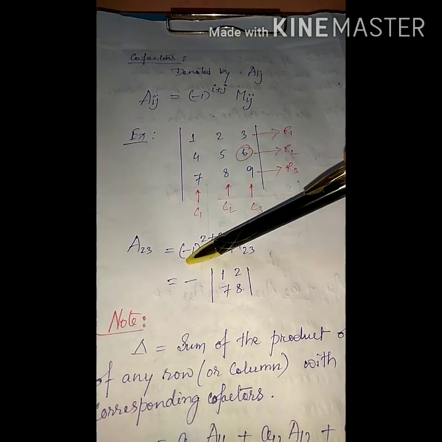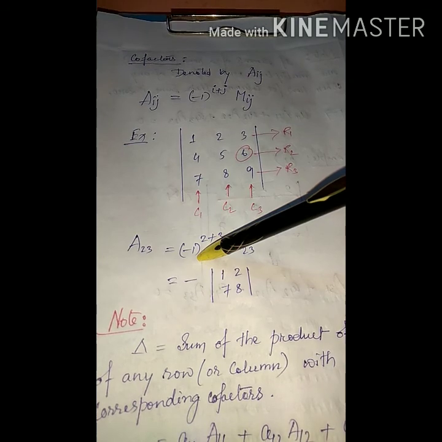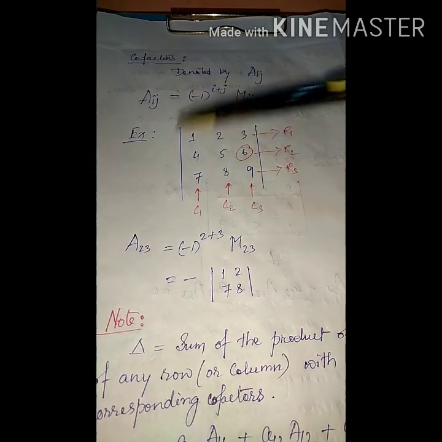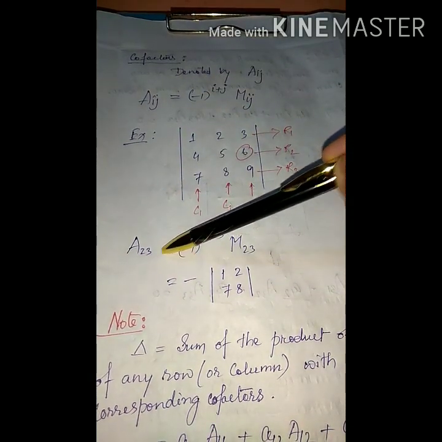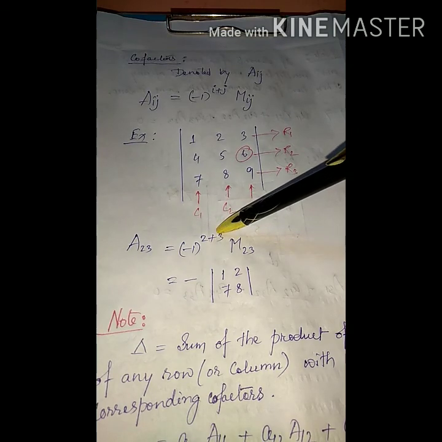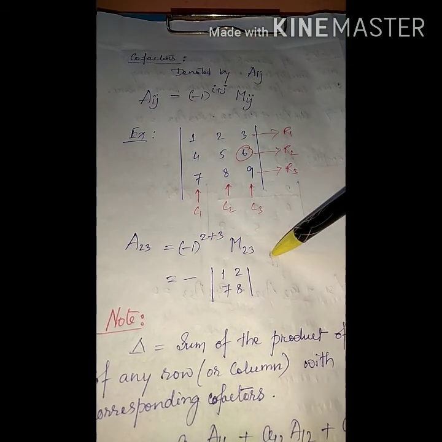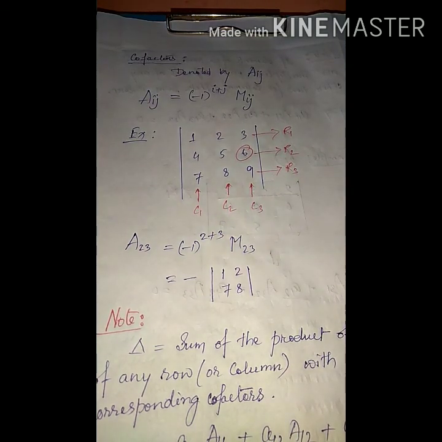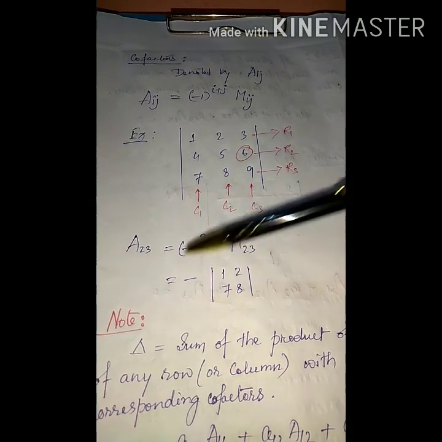So according to the formula, we have to write -1, and in power, what do we have to write? I plus j. So here I means what? 2, j means what? 3. So 2 plus 3 we have to write. And with respect to this, we have to write M23. M23 is what? The minor. So all of you know how to write minor. So -1 to the power 5 means minus.